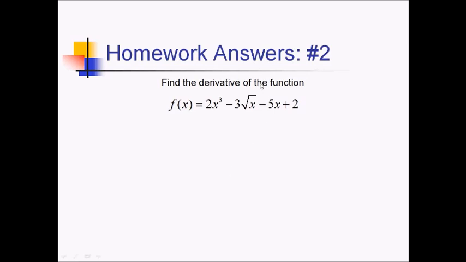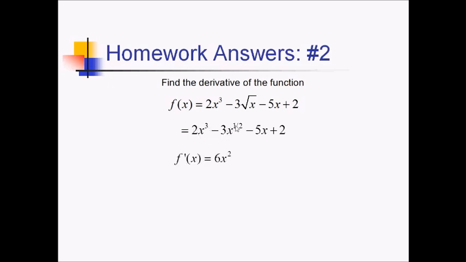For this problem, to figure out the derivative, I'm going to rewrite this radical term here with an exponent. So I'll have negative 3x to the 1/2 power, and then everything else can stay the same. Now going from left to right and applying my power rule, for this first one, I've got 3 times 2 is 6, x to the second.